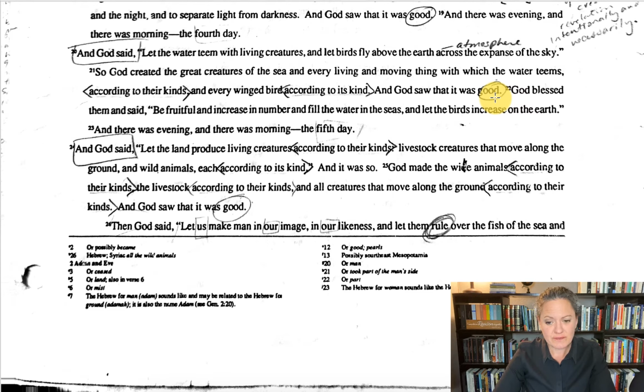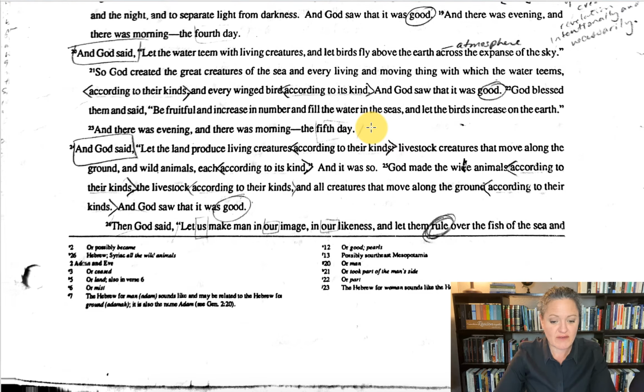So the kinds are good, and the kinds are not evolving. It's not progress from one thing to another. It's each thing is a kind. God blessed them and said, "Be fruitful and increase in number, and fill the waters in the seas, and let the birds increase on the earth." So he's telling the animals to fill. He's commanding them to increase and fill the seas. So the seas aren't currently full. The animals have to reproduce to fill the earth. And there was evening, and there was morning, the 5th day.